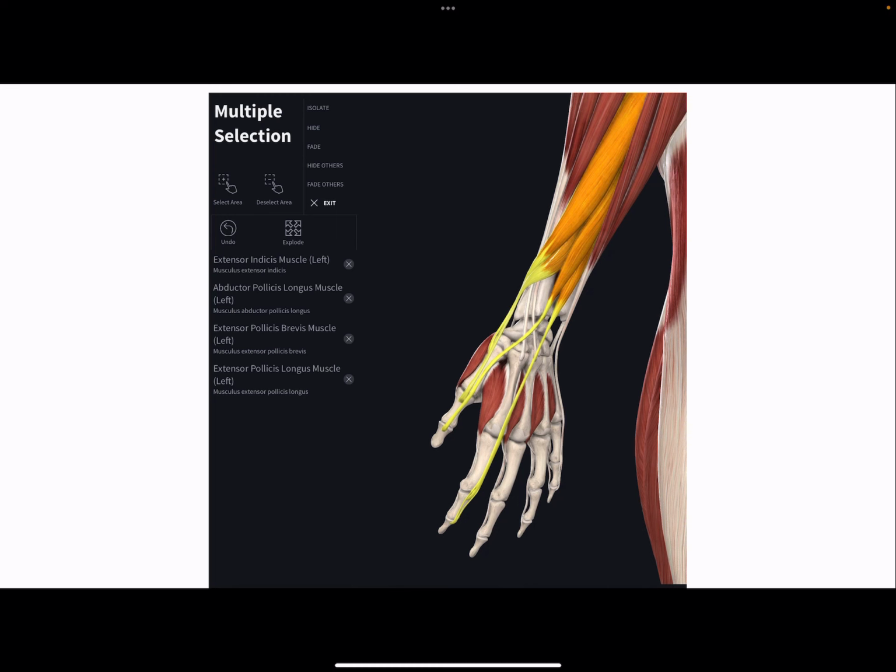So again, if we look at all of these, we see that we have the abductor. You can guess that this is the abductor because it goes all the way out on the side, and on the side is where we would assume that abduction is happening. Then we have things going to just literally the dorsum of the thumb here. These are going to be extenders. The one that doesn't go as far is almost always the brevis. The one that goes farther is going to be the longus. And then we have the one that's going to the pointer finger, which is going to be the indicis right here.